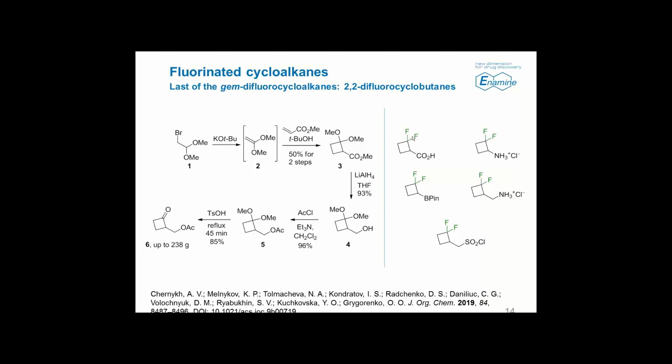That is, compounds that have a difluoro moiety at the alpha position to the corresponding functional group. The chemistry here was quite simple, but it required some optimization and some small tricks to overcome the problems of ring strain. And we have developed an approach to obtain compound 6, which is the key intermediate here.